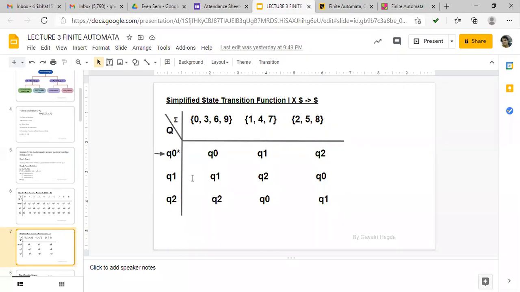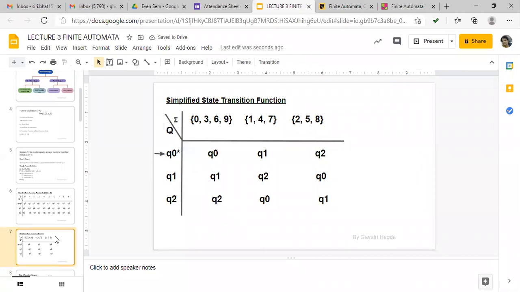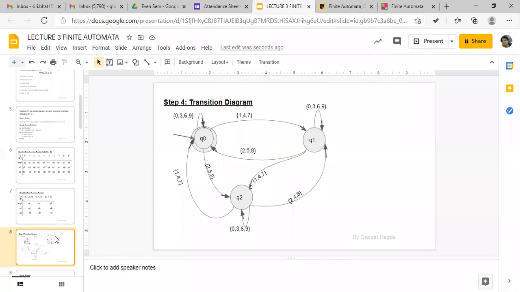Then, after we simplified this, what is our next step? It is the transition diagram, or state diagram. In the transition diagram, these are known as states.